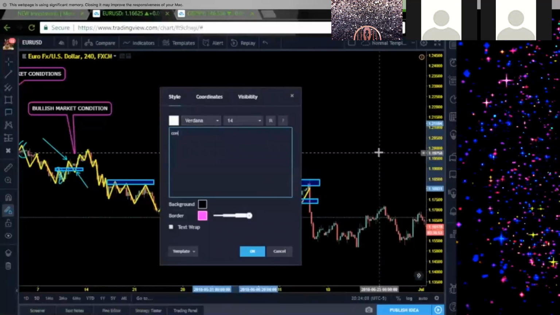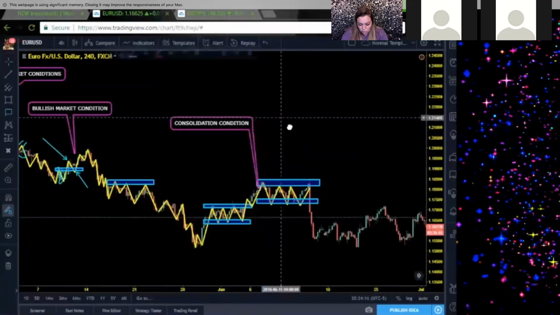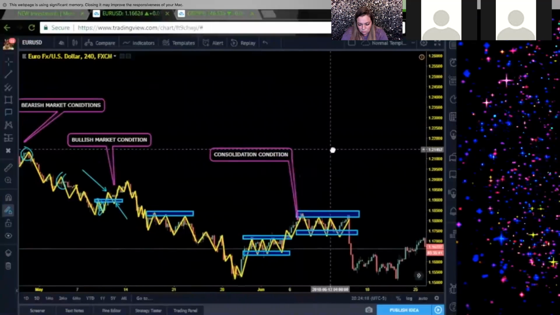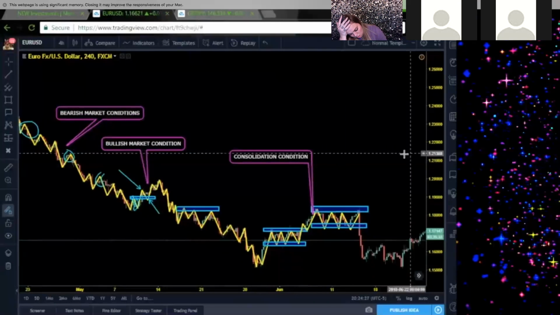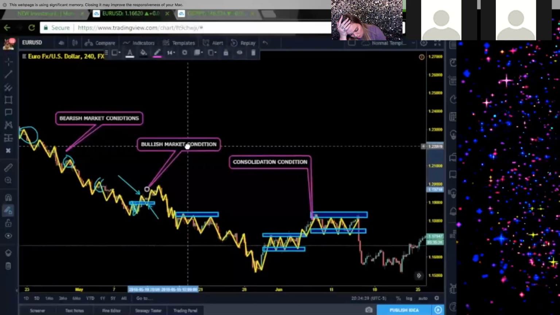Consolidation. Man, this is my caps lock. Consolidation condition. Okay. So, what's up, Charles? Guys, sorry if you have commented and asked me something. I have not seen any questions yet, so just repeat the question if you do have one.